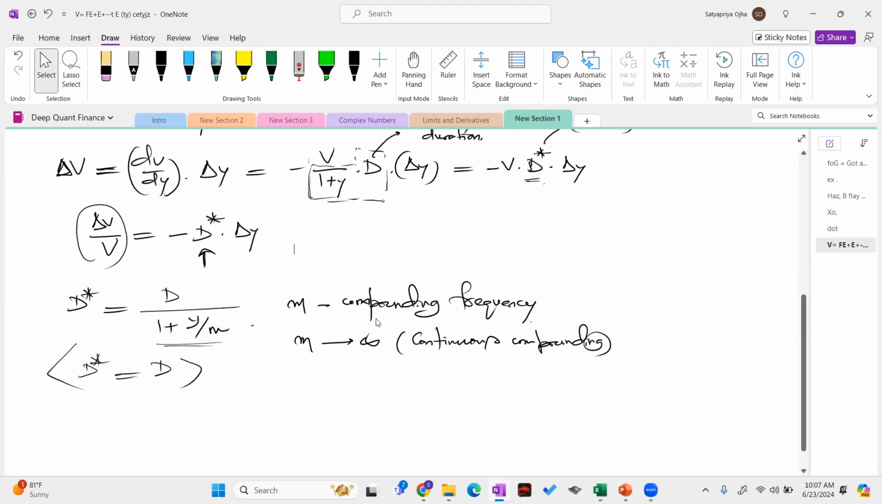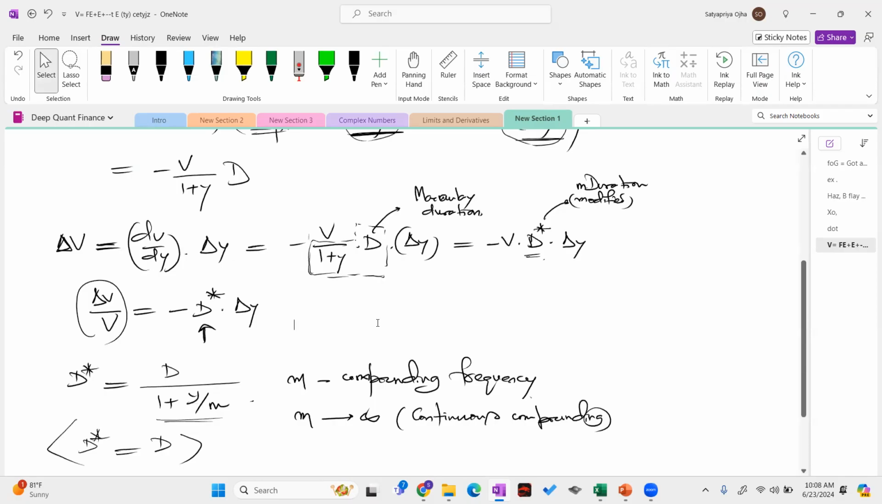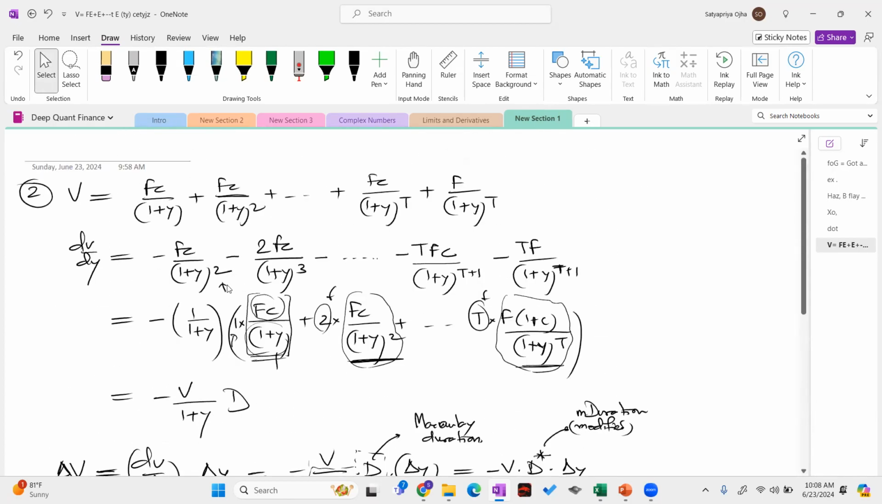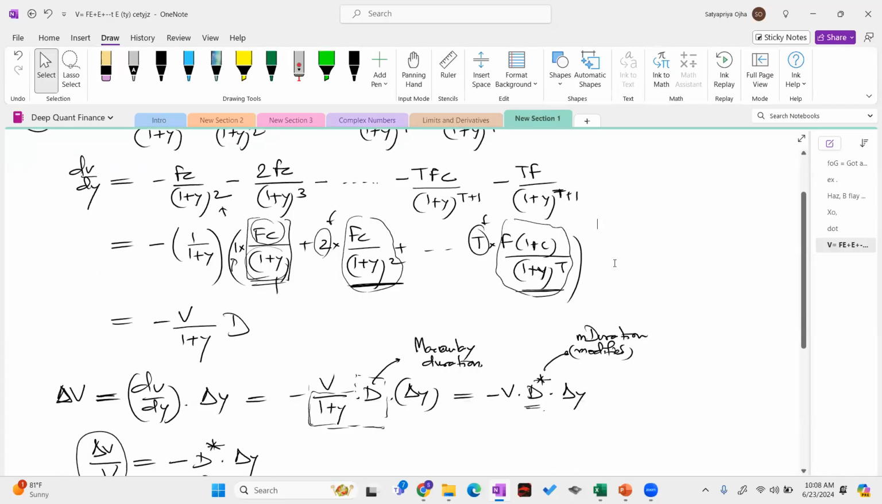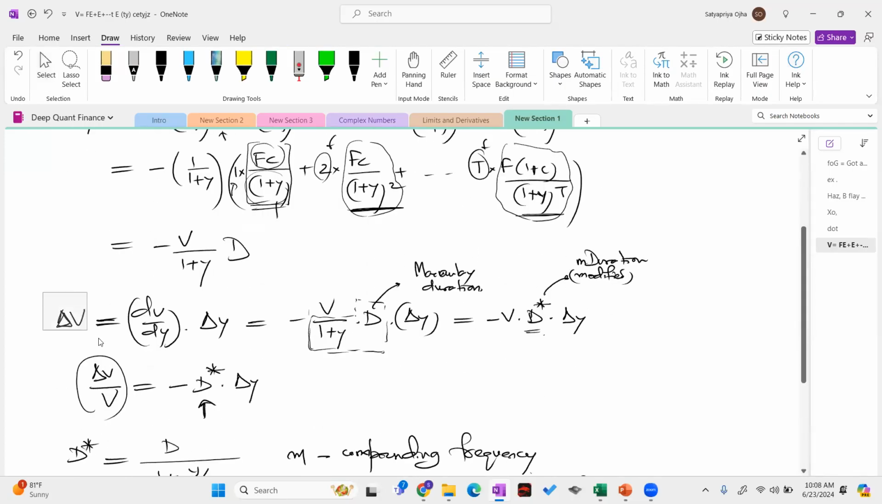There's another question. Modified duration means you are discounting weighted average time. Discounting weighted average time, I didn't get that. So if you see this, D is your Macaulay duration, which is the weighted average time. It's just a time. So let's say if it's a 10-year bond, your duration would be like 7 years or 7.2, something like that. And then in the expression of delta V, D appears divided by 1 plus Y.